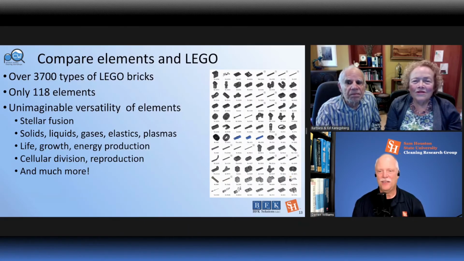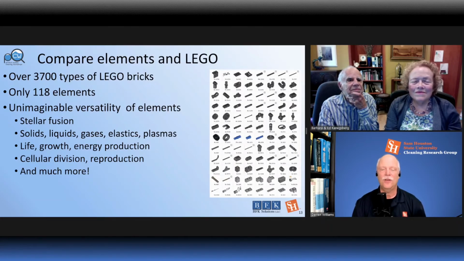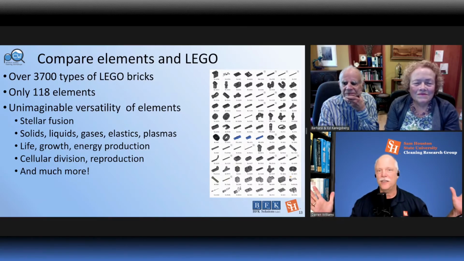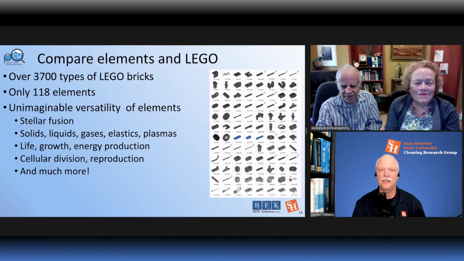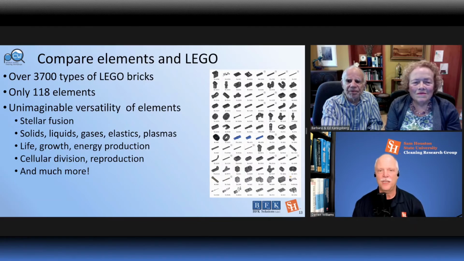You can compare this to Legos. Think of all the things you can build with Legos, and it takes 3,700 different types of Lego bricks to build those things. And we can build even more things with our 118 elements. I mean, think of the amazing diversity of things in the universe and processes and reactions. It's amazing and mind-boggling to think that the versatility of these 118 elements can build everything that we've seen.